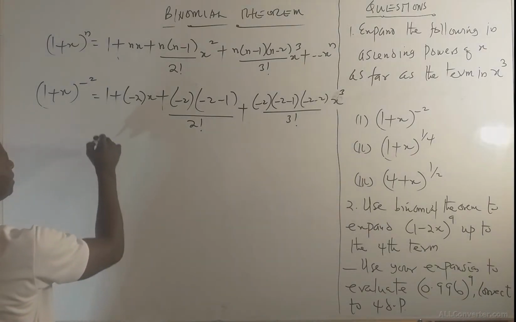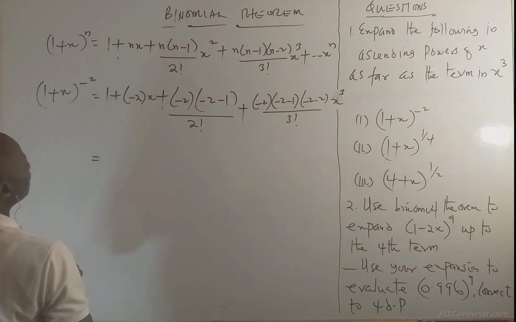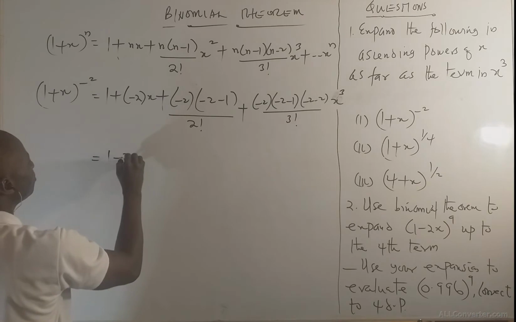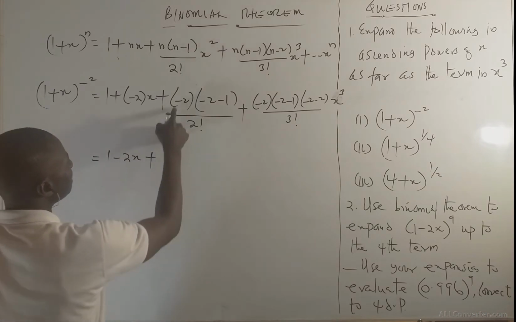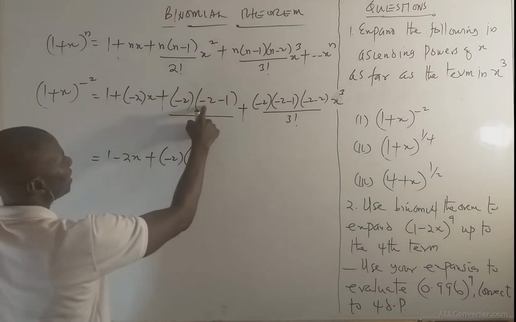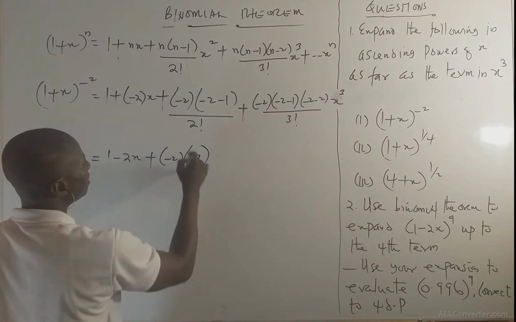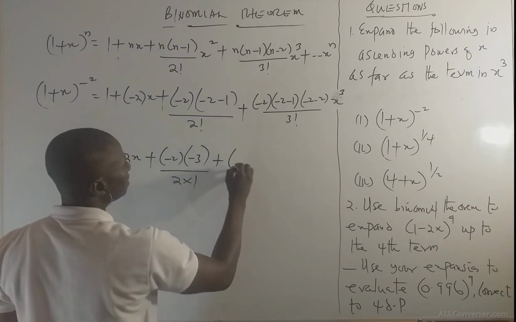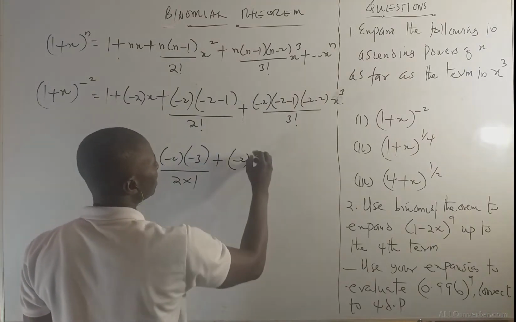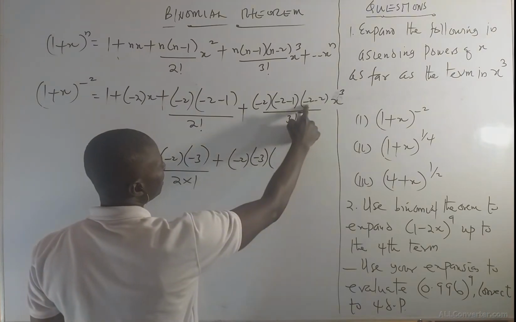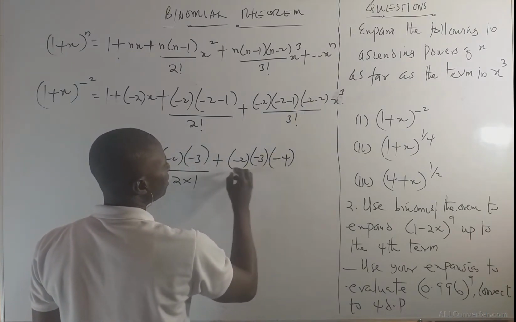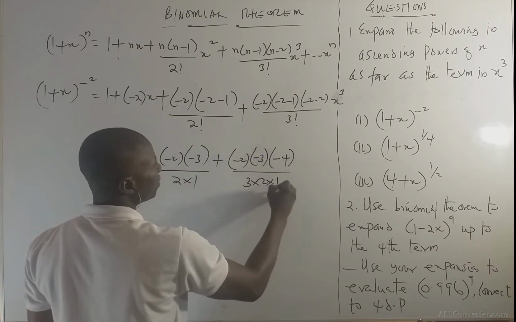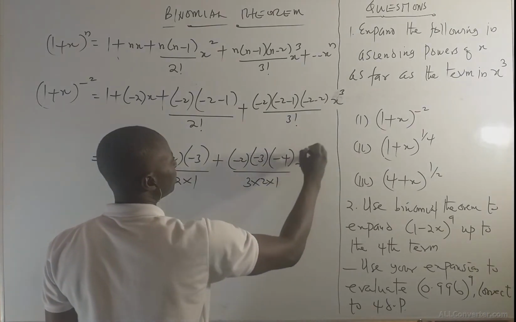Now we simplify this. We have 1 plus, don't forget we have minus 2 times x, so it is 1 minus 2x here. Then we have plus, in here we have minus 2, minus 2 minus 1 is minus 3, and 2 factorial, don't forget, is 2 times 1. Plus, then here we have minus 2, minus 3, and minus 2 will give us minus 4 here. Don't forget again that 3 factorial is the same as 3 times 2 times 1. Then we have our x cubed here.